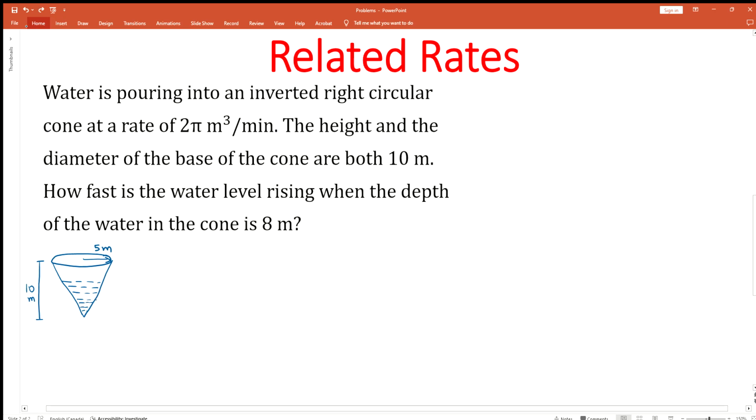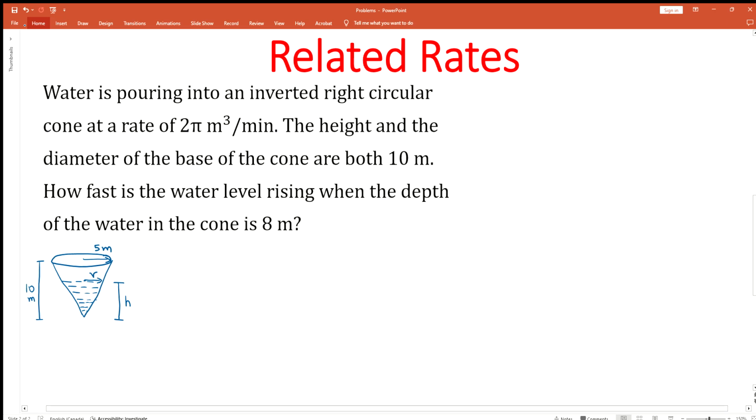Let's assume the height of the water in the cone at time t is h. Let's assume the radius of the top surface of the water is r. As water is poured into this cone, the value of h increases. Also, the value of r increases because as the water level rises, the size of the top surface of the water, which is in the form of a circle, increases. As a result, the radius of that circle increases. This is a very important concept we need to understand and memorize to solve this problem.